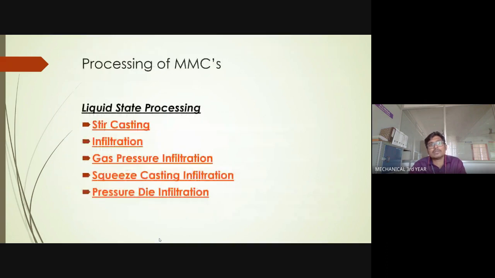Next we have some of the processing methods of MMCs. Today we will be discussing liquid state processing methods. In liquid state processing methods, we have stir casting, infiltration, gas pressure infiltration, squeeze casting, and pressure die infiltration methods.